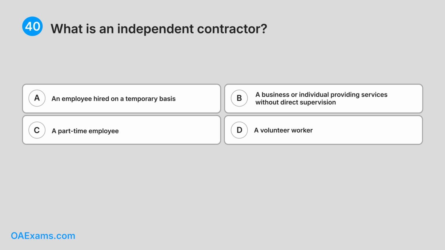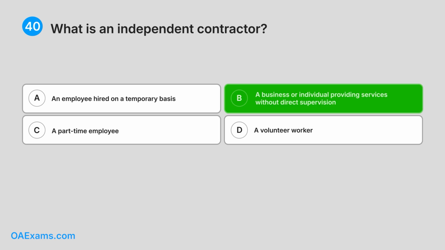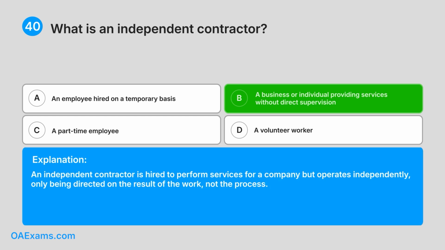Correct answer. B. A business or individual providing services without direct supervision. Explanation. An independent contractor is hired to perform services for a company but operates independently, only being directed on the result of the work, not the process.